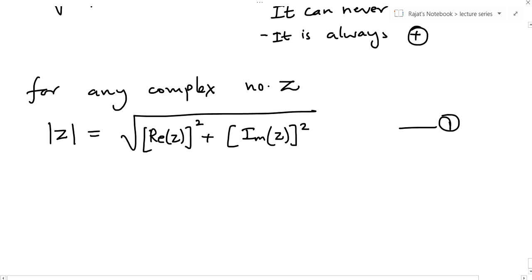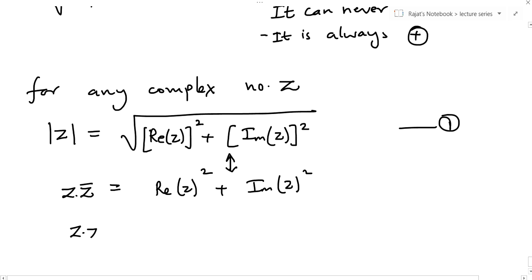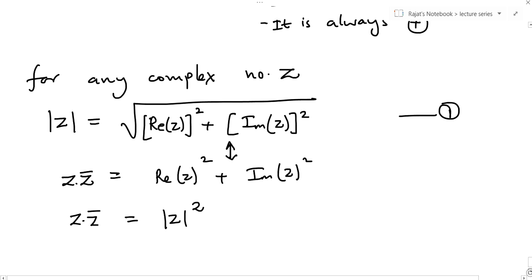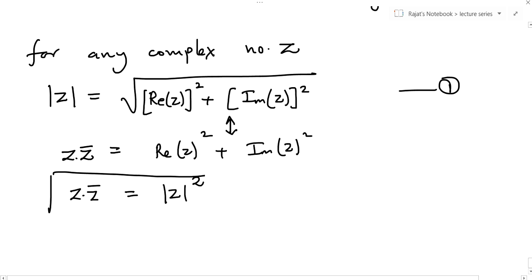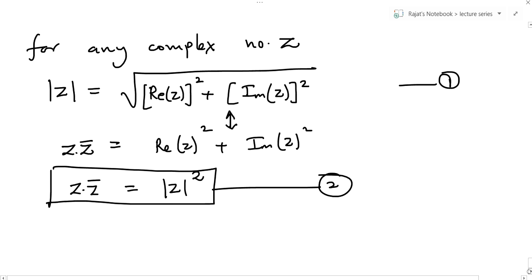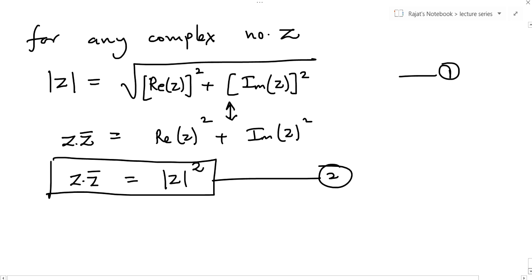If you remember, in the previous video lecture I told you that z into z bar, the multiplication of z with its conjugate, is nothing but real part of z square plus imaginary part of z square. If you compare the two, what do we get? That z into z bar is nothing but mod z square. This is another very important identity. It's used extensively in complex number problems.